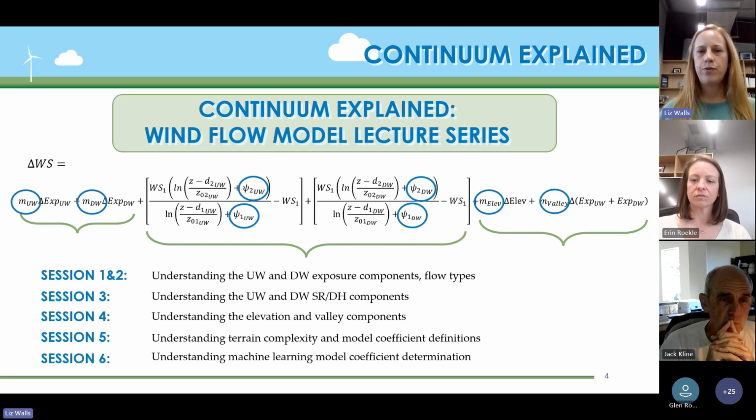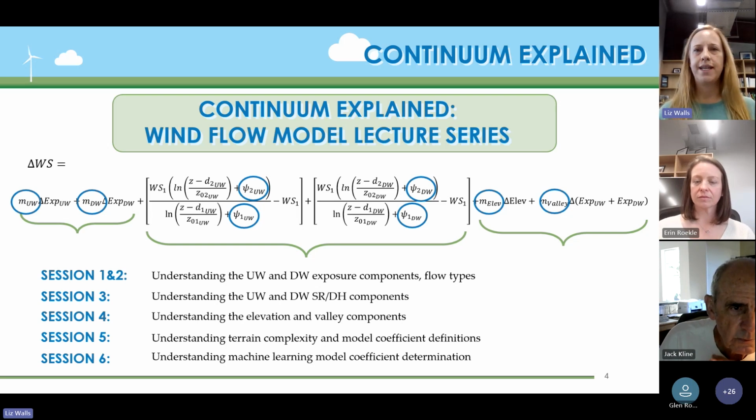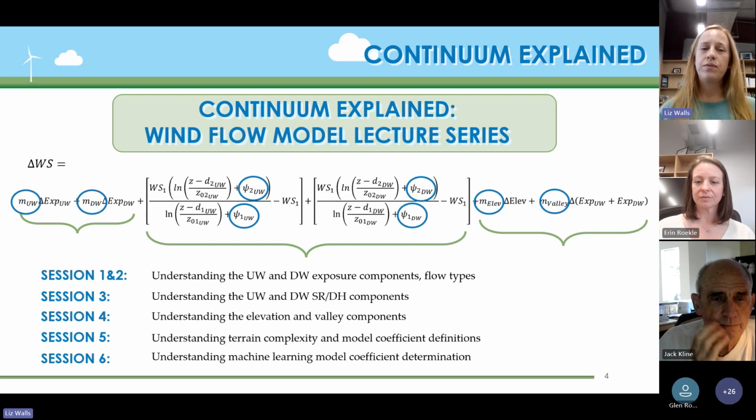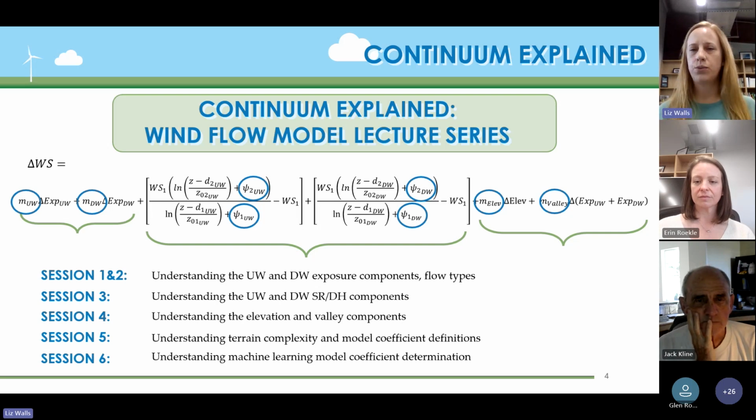Session 1 today will be focused just on the definition of exposure. What is it? How is it calculated? And what does it mean? And then in the next session, we'll dive in more, understanding how different terrain exposures translate into different flow types and what that means. In session 3, we'll switch gears and we'll talk about the surface roughness component of the model, which is highlighted here.